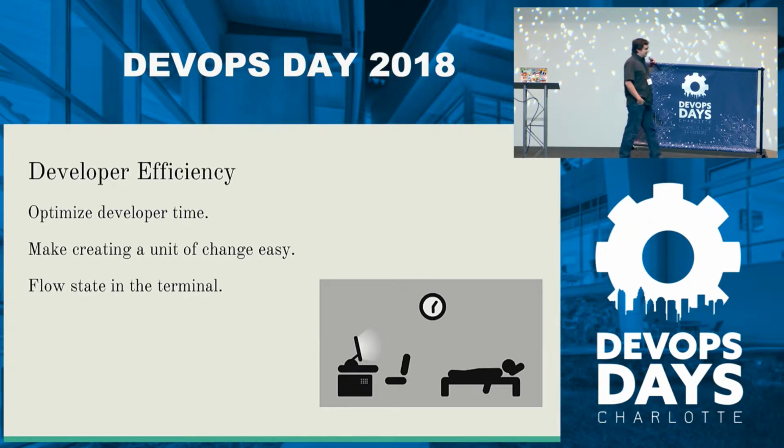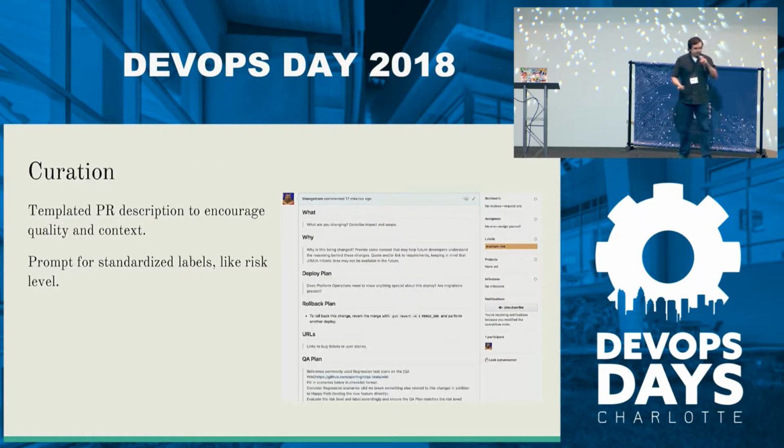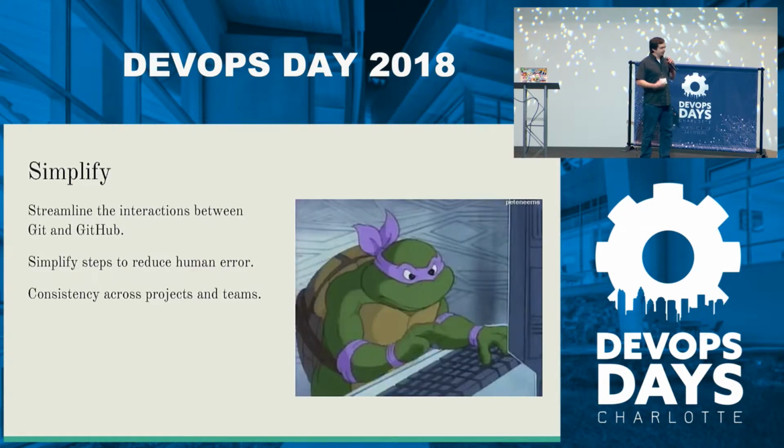We wanted it to be easy to create that unit of change, but we didn't want poor pull requests. We wanted them to be quality pull requests. We wanted to curate good stuff like what you're changing, why you're changing it, what's the deploy plan, QA plan, what's the rollback plan. Prompt for standardized labels like risk level that help code reviewers and the operations team decide how thorough to be in their review.